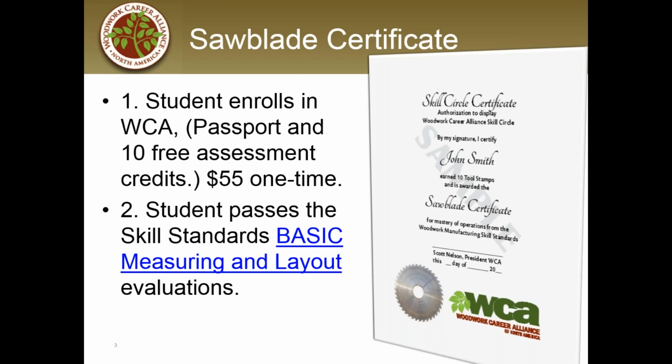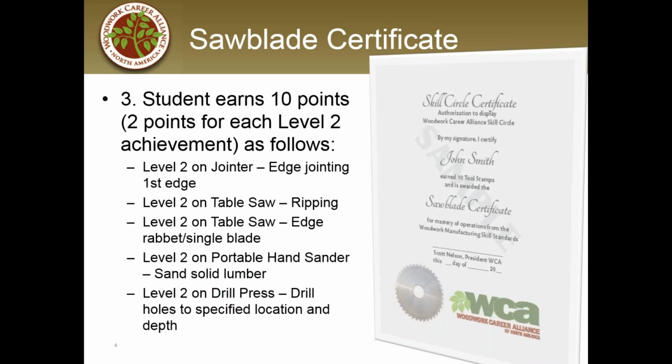All candidates in the WCA start with basic measuring and layout. If you can't measure and layout, you really can't go anywhere as a woodworker. So that is the first step, and we have specific assessments for that. Then the Sawblade has 5 machines that students are measured on: the joiner, the table saw, 2 operations on the table saw, the portable hand sander, and a drill press.